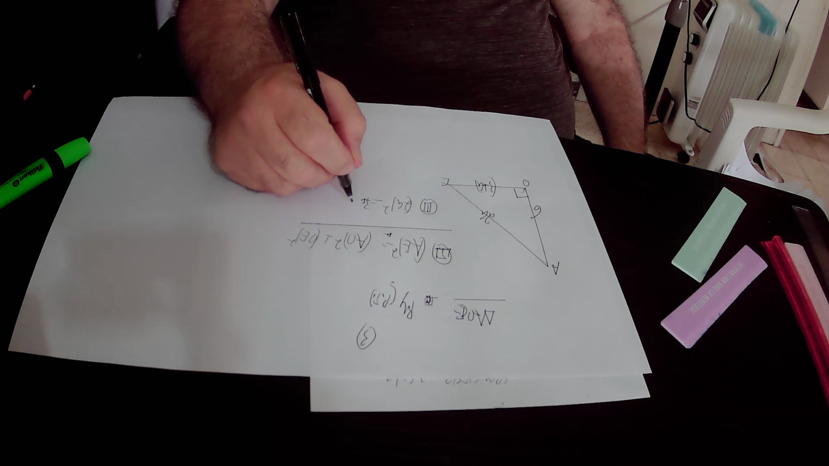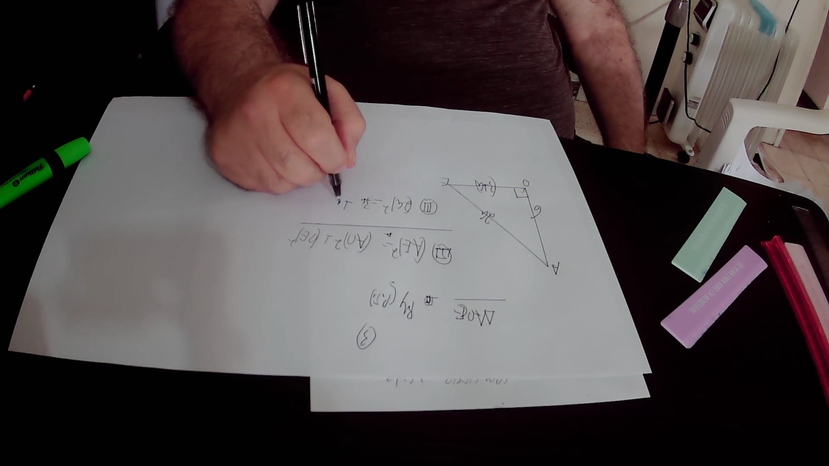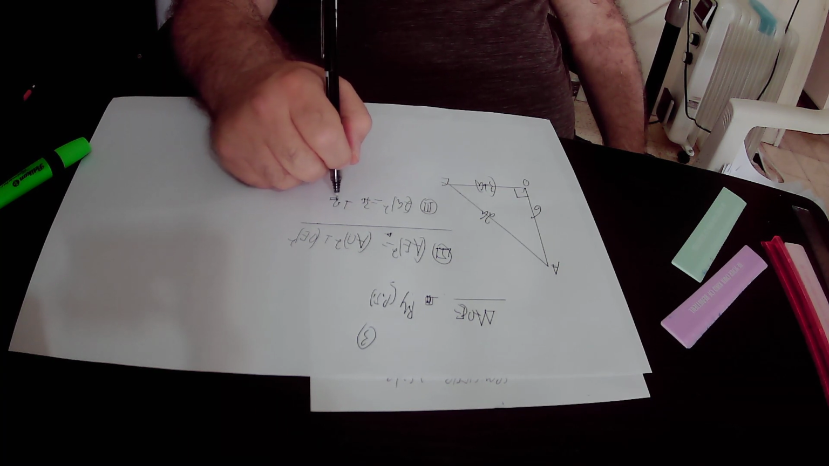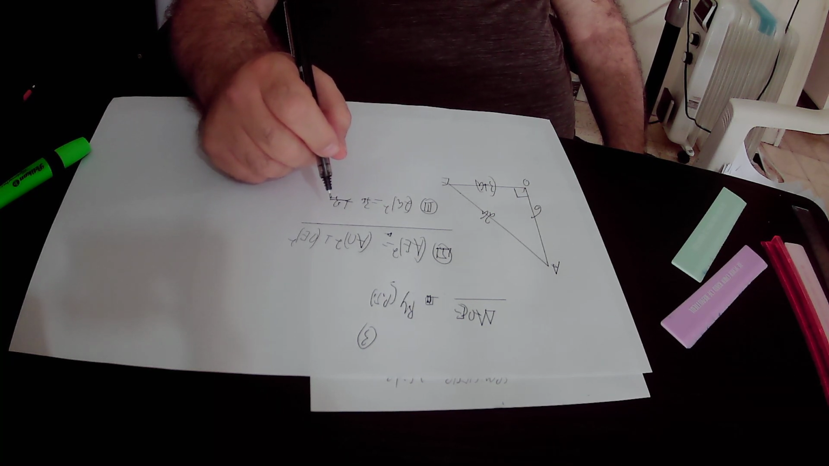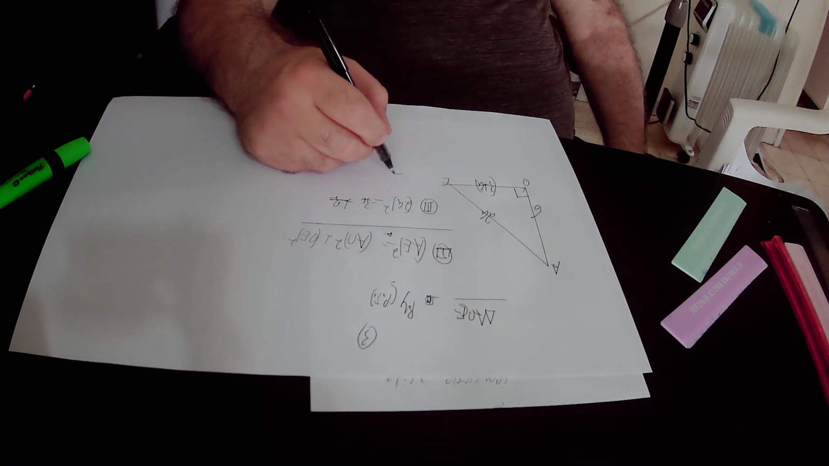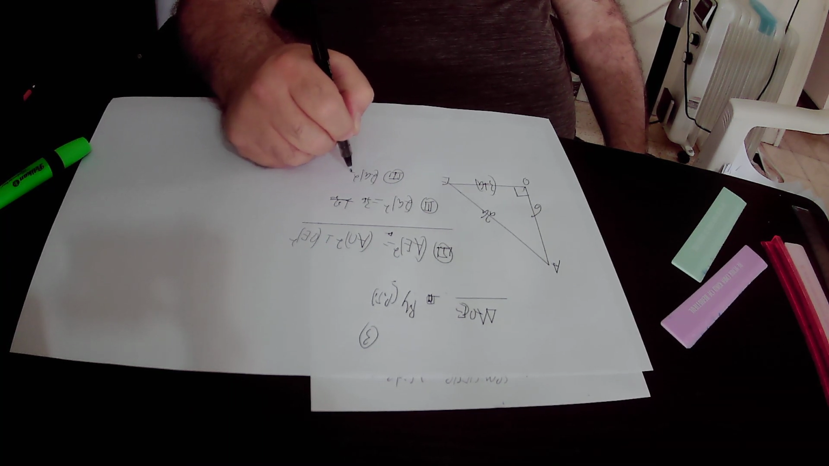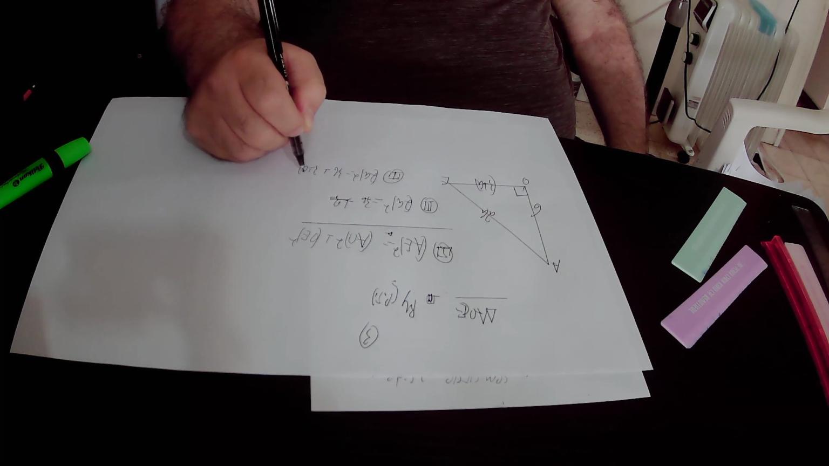Plus OE squared. OE equals 3 plus A, so OE squared is 3 plus A squared. Okay, so in conclusion, we found out that according to equation number 3, 2A squared equals 36 plus 3 plus A squared.